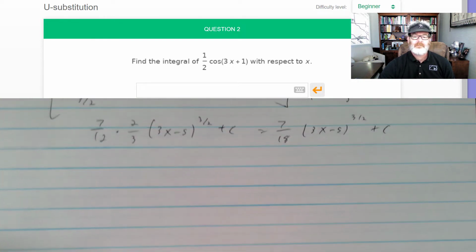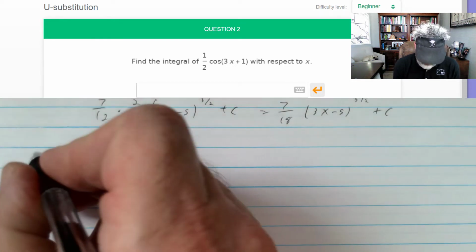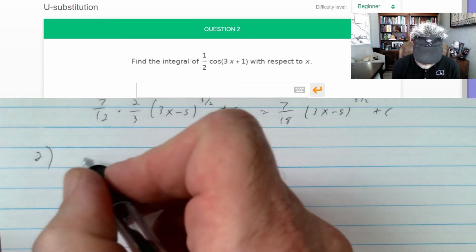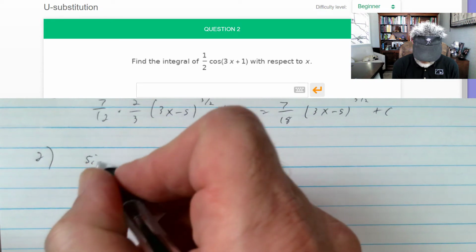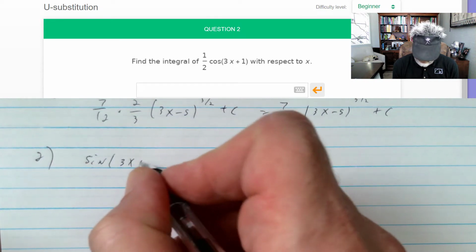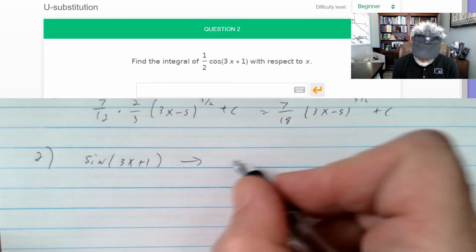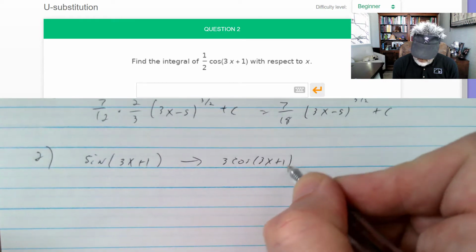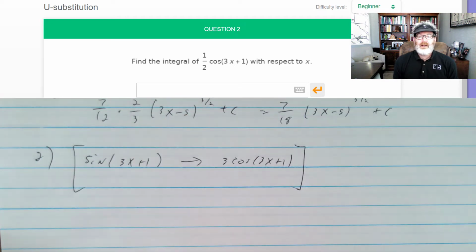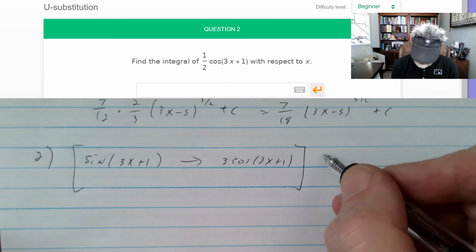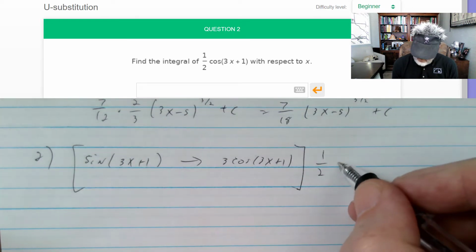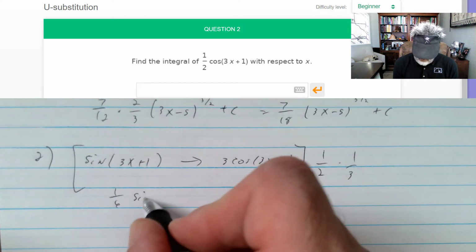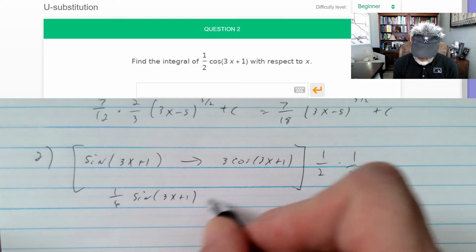Cosine. So the antiderivative of cosine is sine. So you will guess it's sine of 3x plus 1. But if I were to take the derivative, I would get 3 cosine of 3x plus 1. And what I actually want is 1/2. So let's multiply by 1/2 and get rid of that 3. So 1/6. So 1/6 sine of 3x plus 1 plus c.